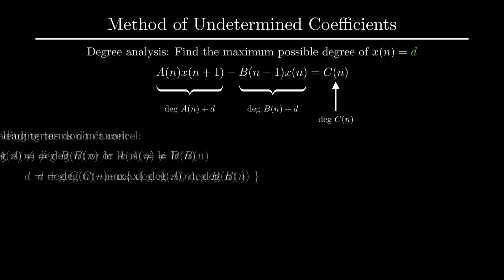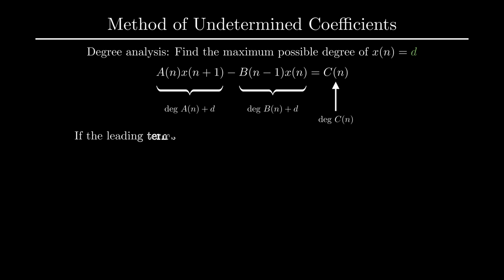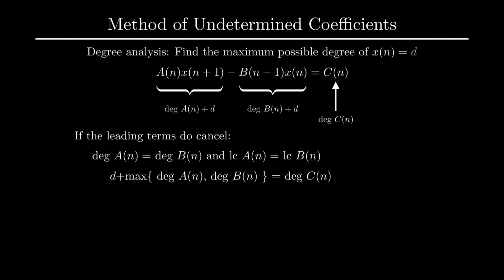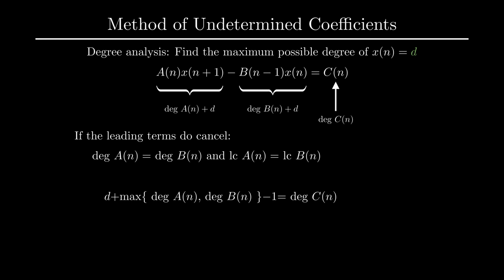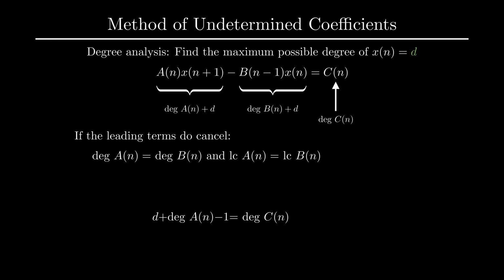But what happens if the first term does cancel? This only happens if the degrees of the two expressions are equal and the leading coefficients are equal as well. In that case, the degree of the left side would be reduced by 1 due to the cancellation. And since the degrees of a of n and b of n are equal, we can just write an expression for d like this.